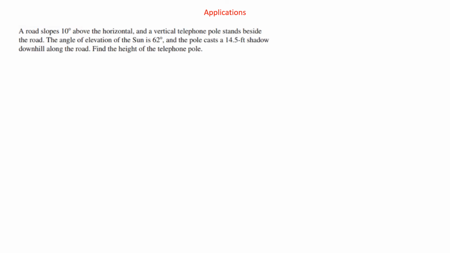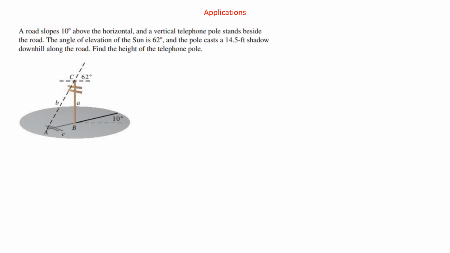Last one. A road slopes 10 degrees above the horizontal, and a vertical telephone pole stands beside the road. The angle of elevation of the sun is 62 degrees, and the pole casts a 14.5-foot shadow downhill along the road. Find the height of the telephone pole. So, again, picture's nice. What are we looking at?